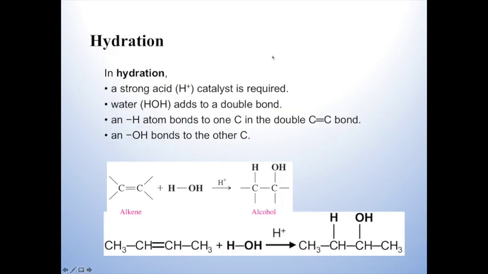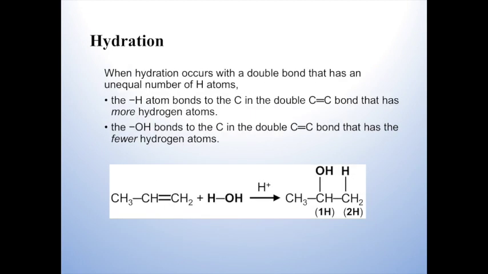Now, the last reaction is hydration, where you use a strong acid to force water to add to a double bond. The hydrogen atom bonds to one of the carbons in the double bond, and the OH bonds to the other. This converts an alkene into an alcohol, and happens in the case of 2-butene plus water yields 2-butanol.